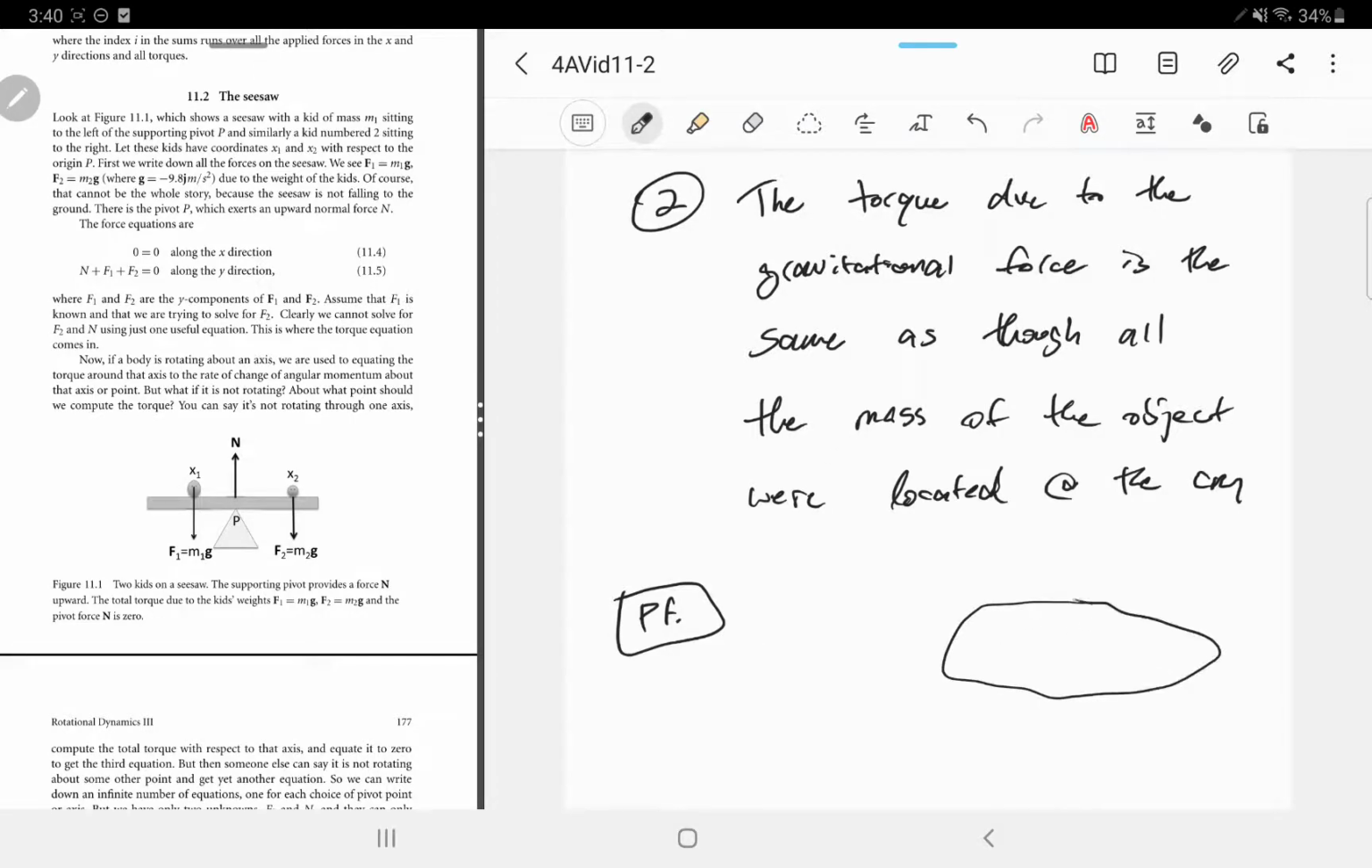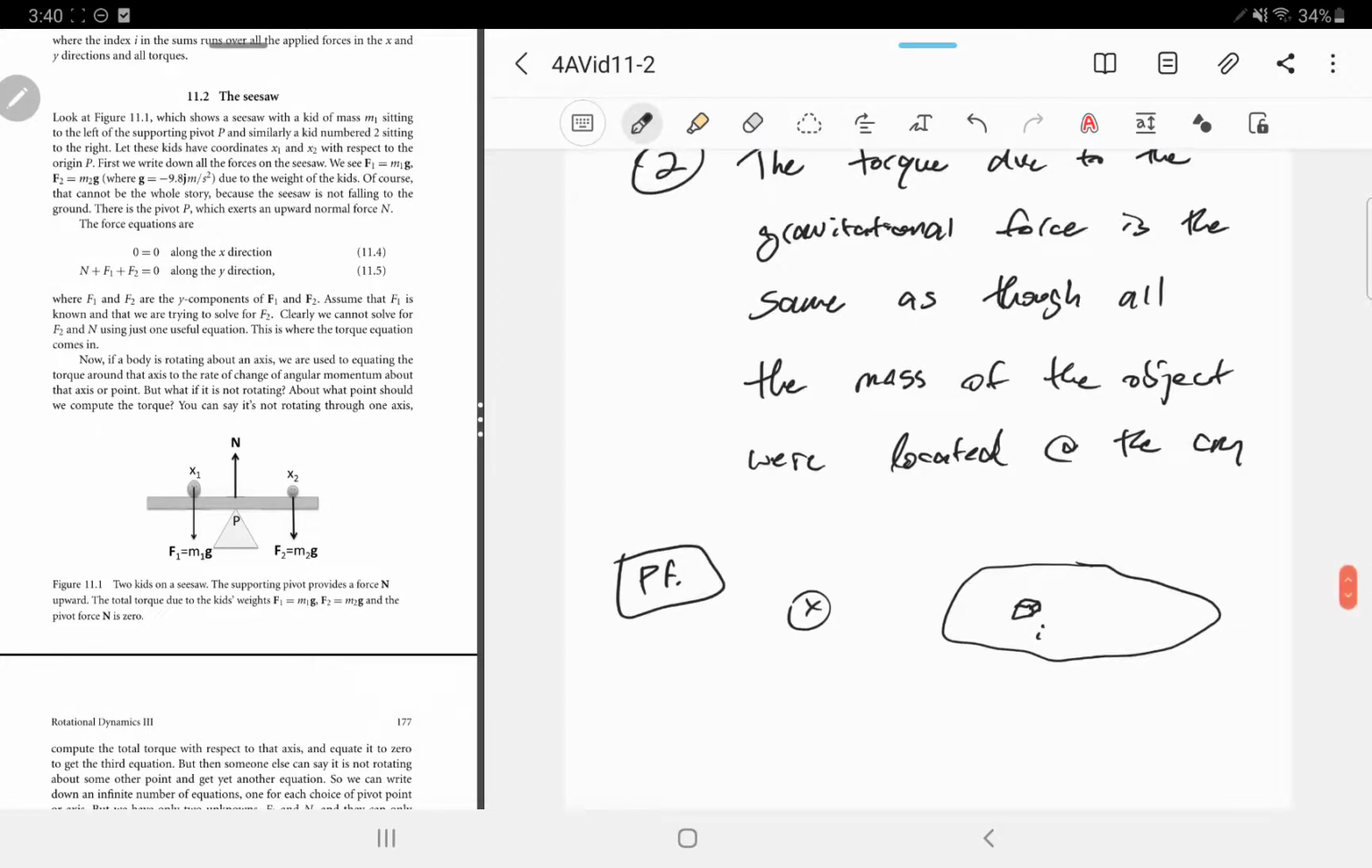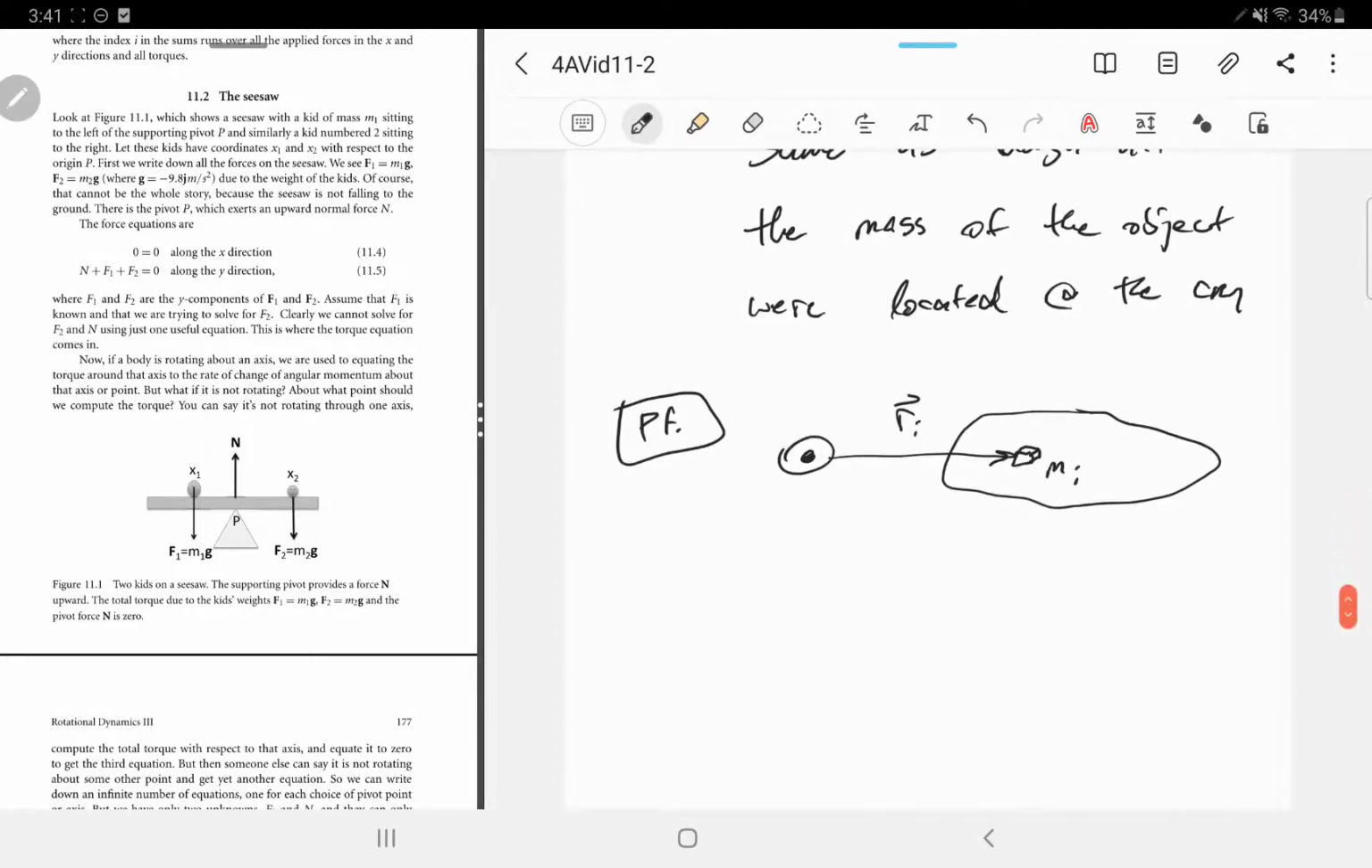Okay, pretend we have some extended object, and the pivot doesn't even have to be on the object. We're going to split up our mass into a bunch of pieces that have mass m sub i, and there's the pivot point. And then r sub i is the location relative to the pivot point. The net gravitational torque, so the overall net gravitational torque, is the sum of all the little pieces.